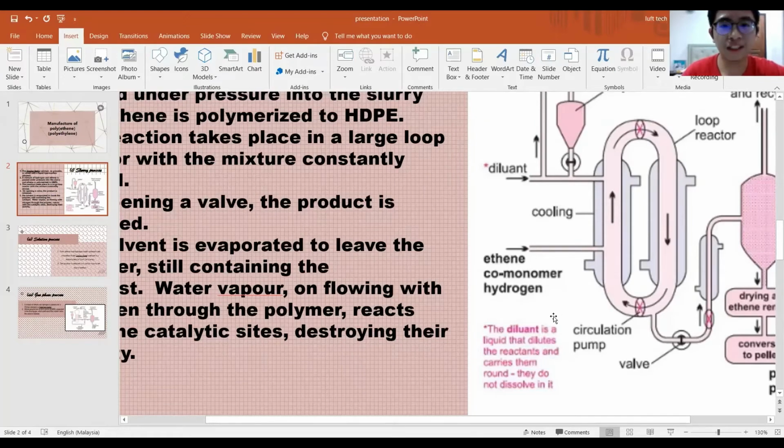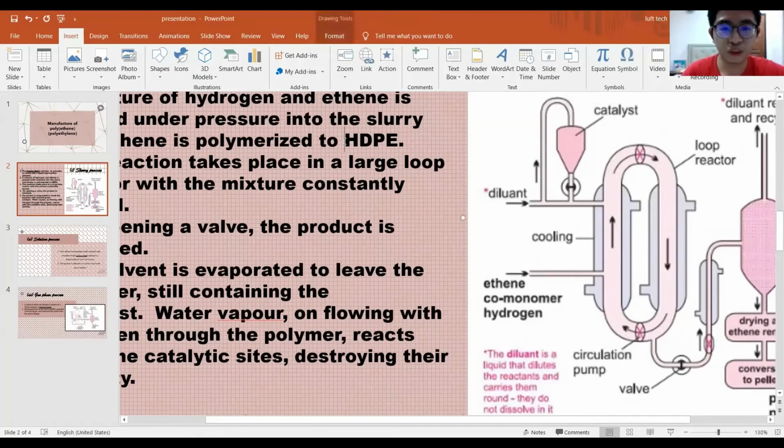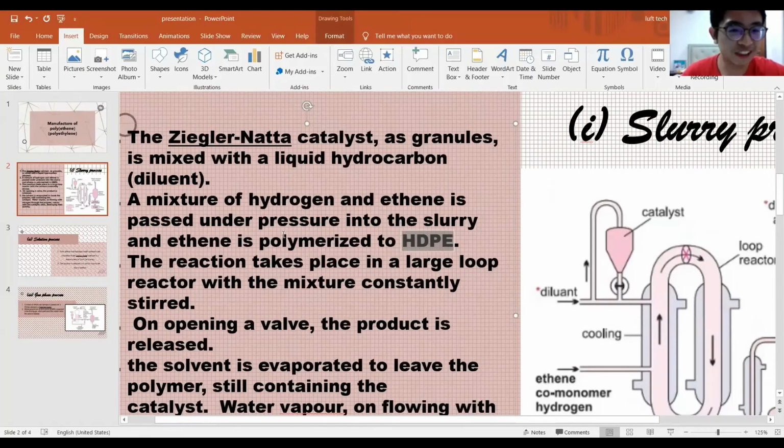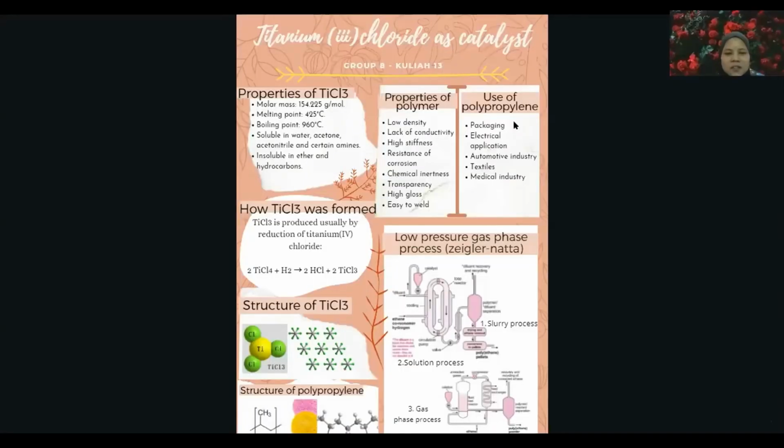About the HDPE, which is the short form of high density polyethylene. As you can see, it is passed under pressure, so it will form HDPE, which is high density, and the PE means polyethylene. Is that clear, Naufal? Yes, thank you. Okay, thank you, Naufal.